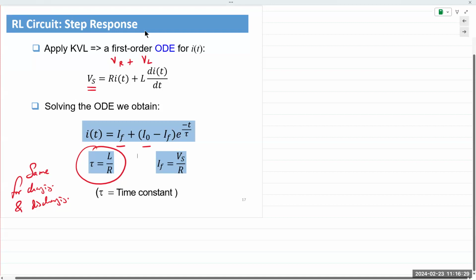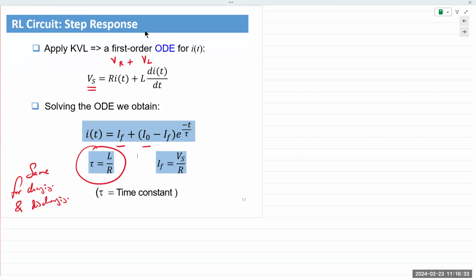And again, if students are interested in the derivation, you can stop by my office. I'll point you in the right direction. You can take a look at the solution for the differential equation. There are a few steps involved before we arrive at this final expression.